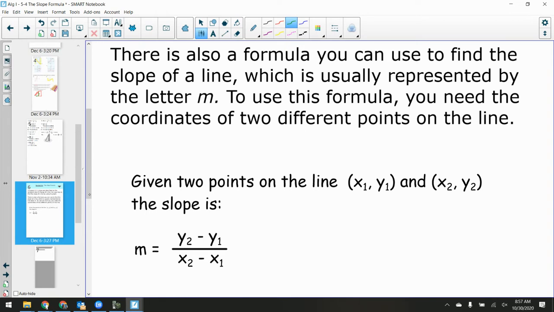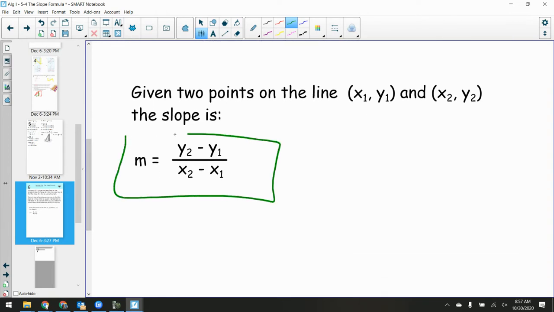Everybody, box, highlight, circle, star, whatever you need to do, memorize that formula. That's a formula that I will not give you on a test or quiz, that you must know. We did this last year. Good. y2 minus y1 over x2 minus x1. It's the difference in the y's divided by the difference in the x's.